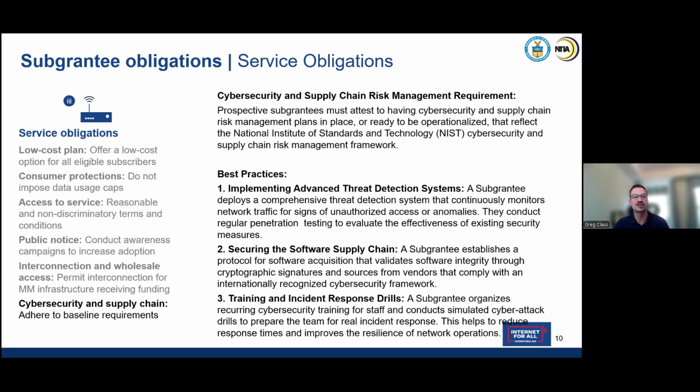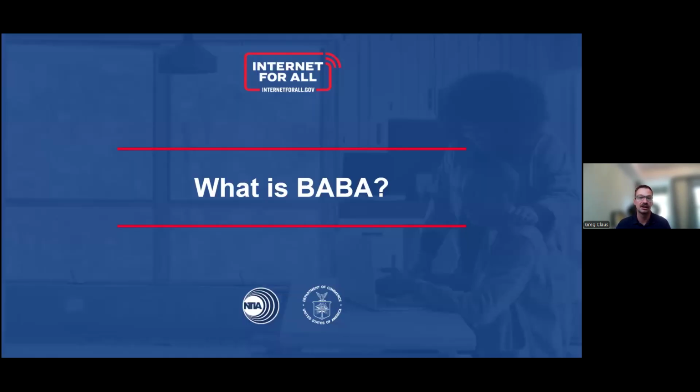This leads us to all the hardware and software components, making sure they're secure and sourced from reputable suppliers. It's a perfect segue to the other requirement I'm going to talk about, which is BABA for short. But what is BABA?